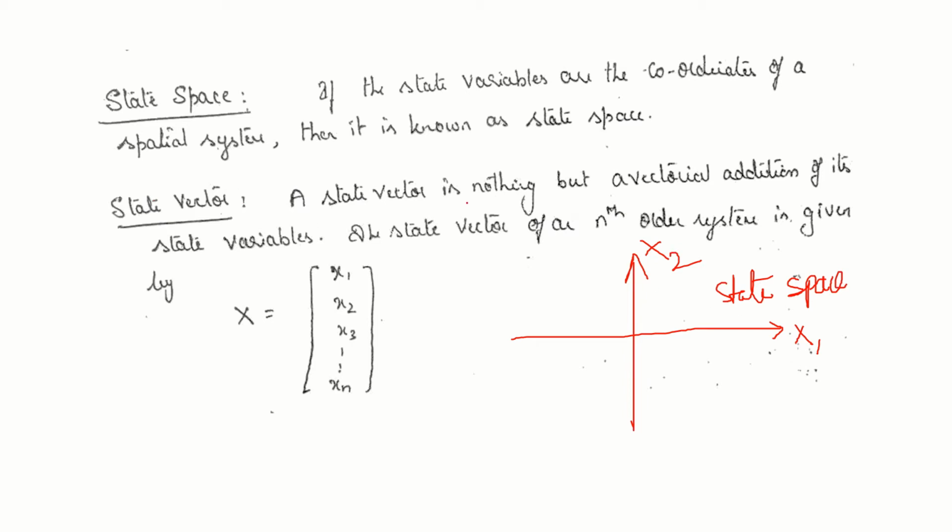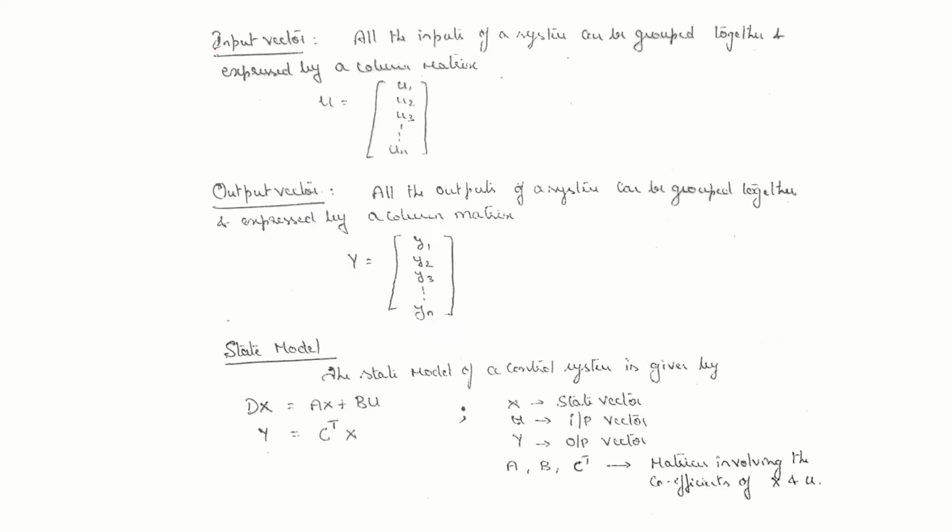State vector. A state vector is nothing but a vectorial addition of its state variables. Suppose you have nth order system, n state variables are there. I'll arrange them in the column matrix. Call it as capital X. I call this as state vector. Suppose there are a number of inputs u1, u2, u3, u4, un like this, then I call it as input vector. Similarly, a number of outputs are there y1, y2, y3, etc. yn, then I call that as output vector.